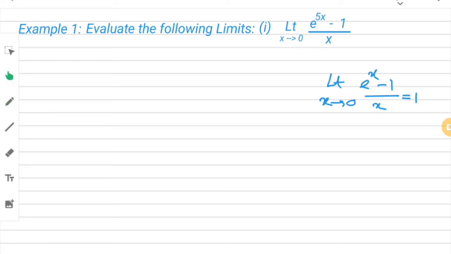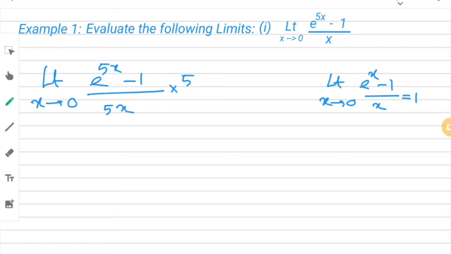Now I am trying to make this one in the form of that. Here I have e power x and the same x in the denominator. But here I have e power 5x and in the denominator I have only x. So I am going to multiply and divide by 5 to make this the same. So first I write limit x tends to 0 of (e power 5x minus 1) whole divided by x, and I multiply by 5 and divide by 5.